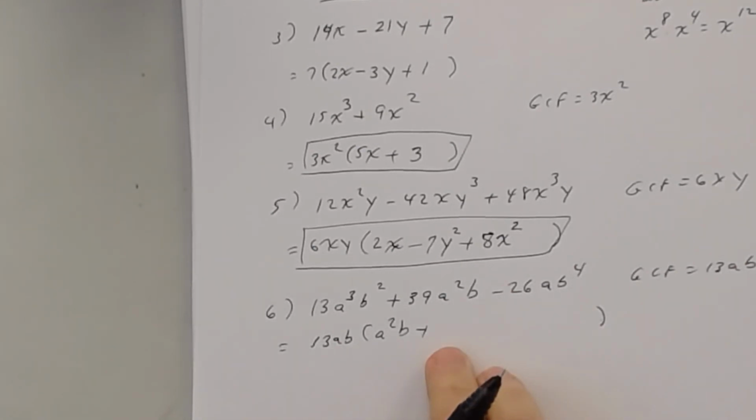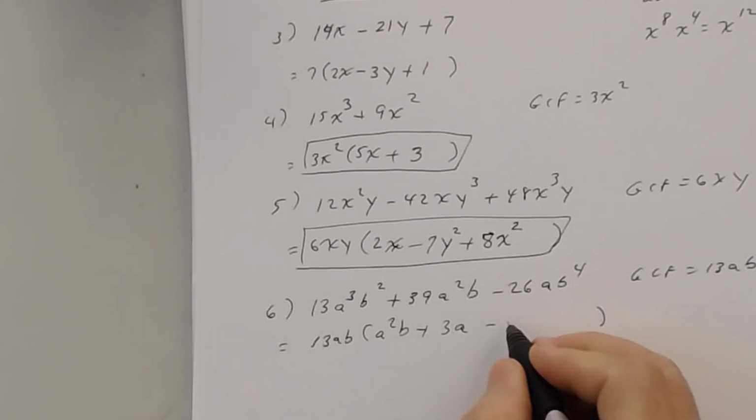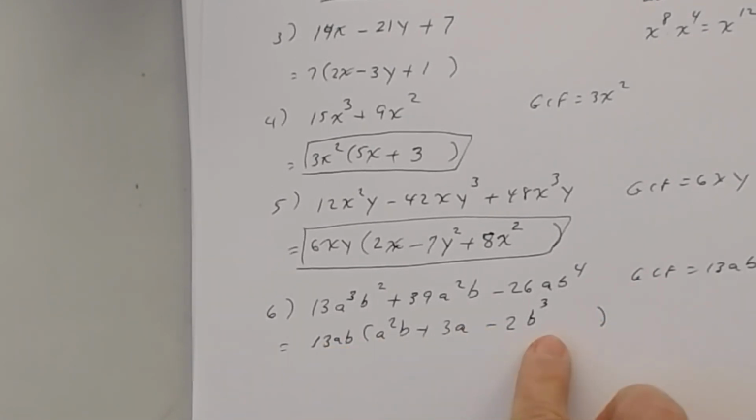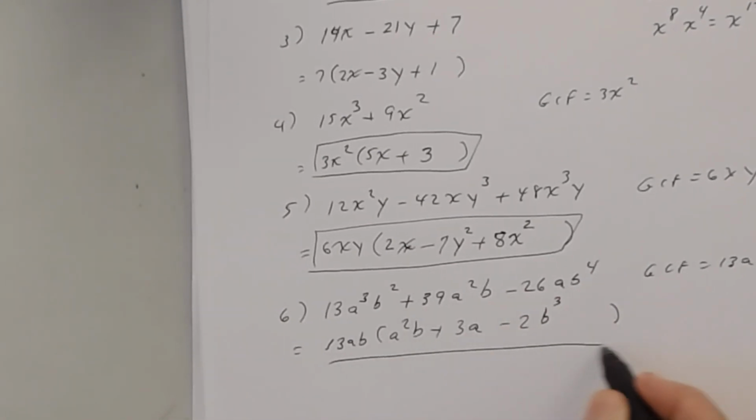Plus 13ab times what is 39a squared b? 3a. 13 times 3 is 39. A times a is a squared. And I just needed to take out a b and I'm done. Minus, and then what? 2b squared? No, cubed. Not squared, because b times b squared is b to the third, but I wanted b to the fourth.